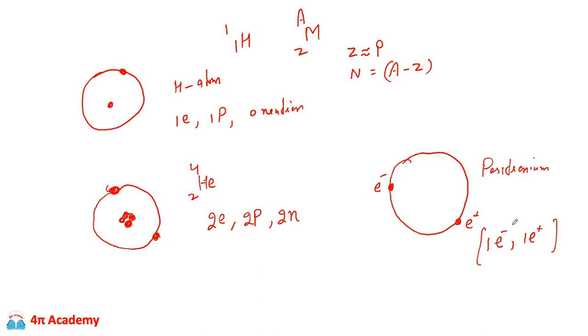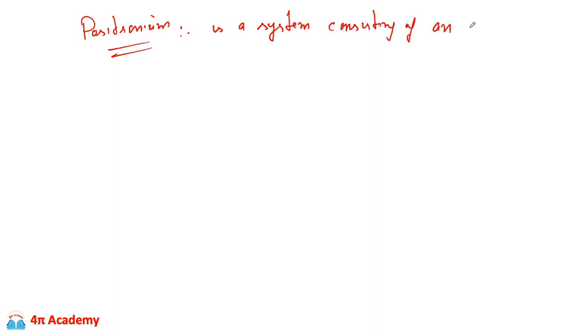So positronium is a system consisting of an electron and its antiparticle, that is positron. Now how can we identify the velocity of this positronium atom? We can identify the Rydberg constant, what will be the reduced mass of this positronium.